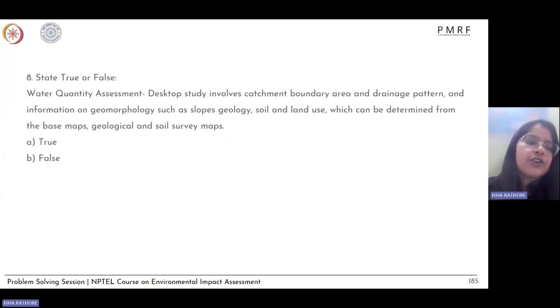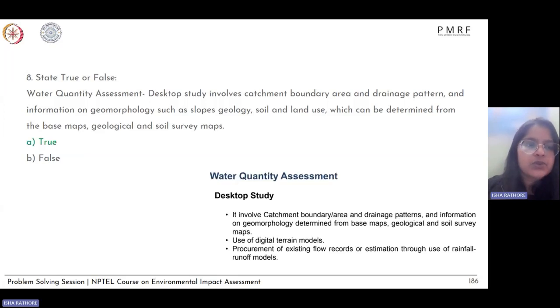Moving on, state true or false: water quality assessment desktop study involves catchment boundary area and drainage pattern and information on geomorphology such as slopes, geology, soil, and land use, which can be determined from the base maps, geological and soil survey maps. Is the statement true or false? So this statement is true. This is actually what is done in the desktop studies relating to water quality assessment. So A is the correct answer.